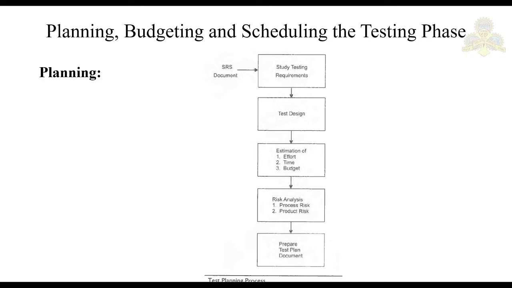So in the last class we studied till testing process management activities. So let's get started today with the planning, budgeting and scheduling of the testing phase. The diagram you are seeing here is for the test planning process, right?